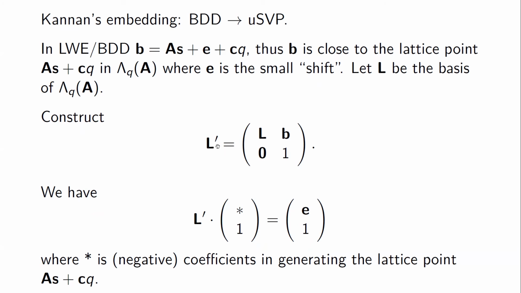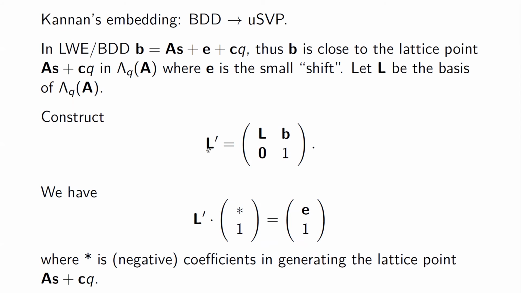So I will just briefly go over this condensing embedding. The idea is we express B equals AS plus E plus CQ, where B is close to the so-called q-ary lattice generated by AS plus CQ up to a point E, where E is the small shift. It's like the error in the coding. I will take a lattice L as the basis of this AS plus CQ.